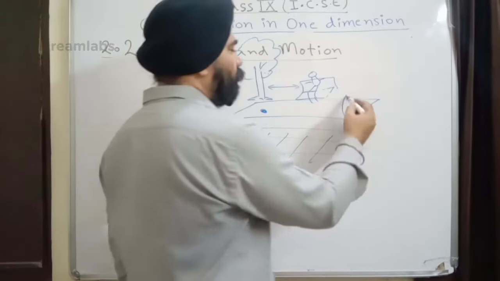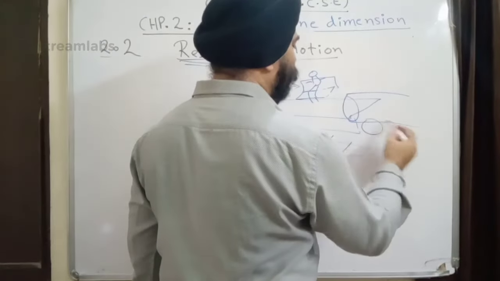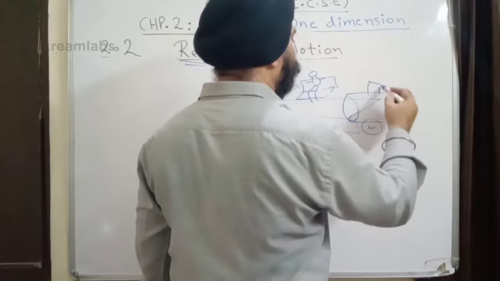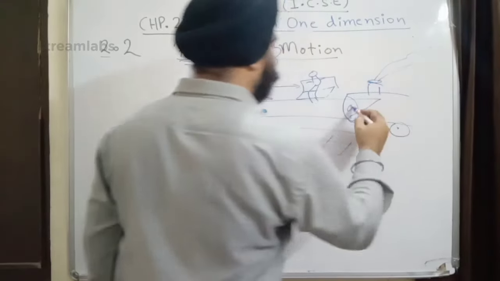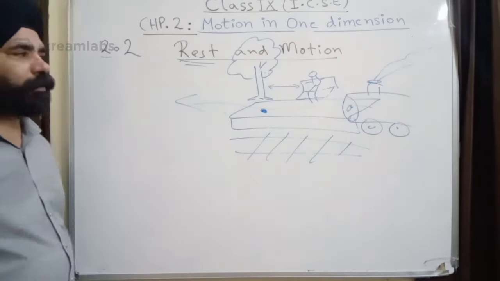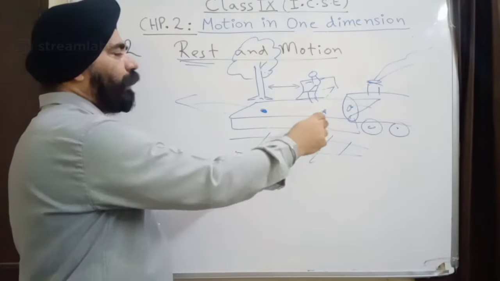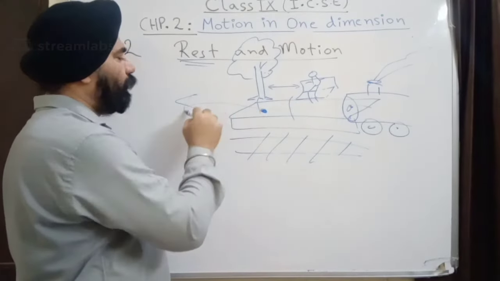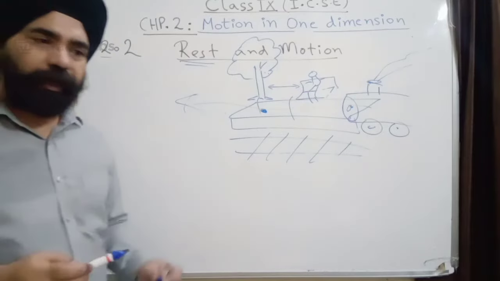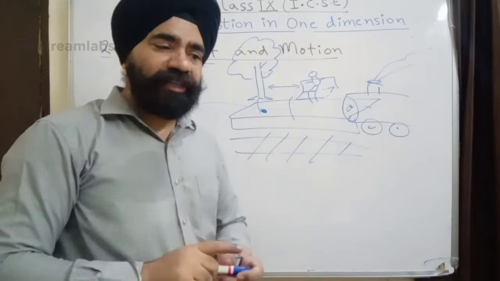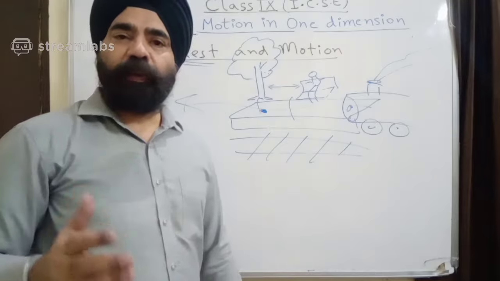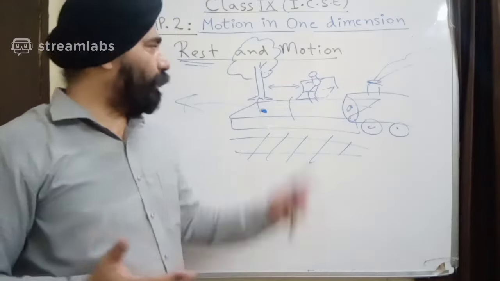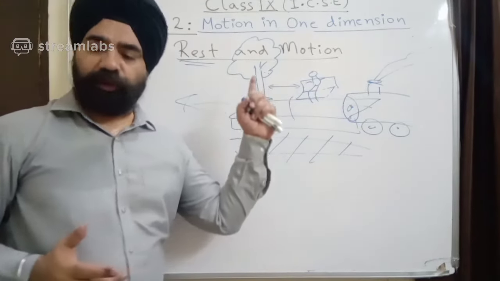And now the train comes, and it goes away. Now the train comes and it goes away. Got it? You can see that the train is changing its position. It was here, after some time it's here, and now it is gone. So the train is changing its position with its immediate surrounding, so it is said to be in motion.